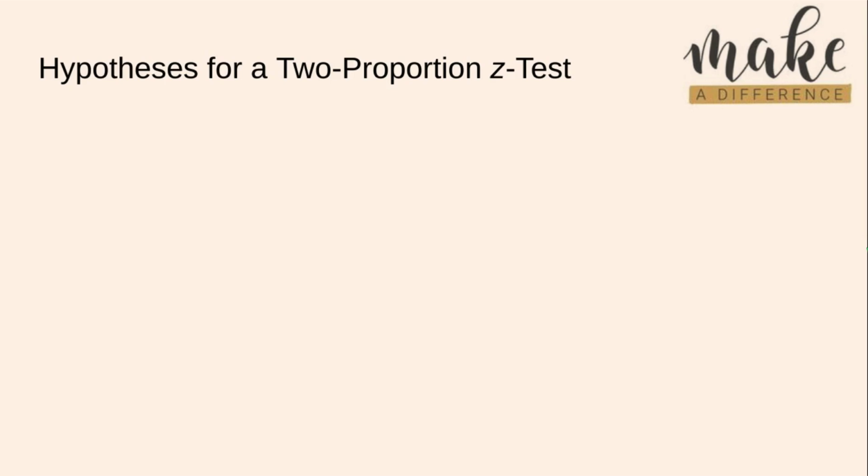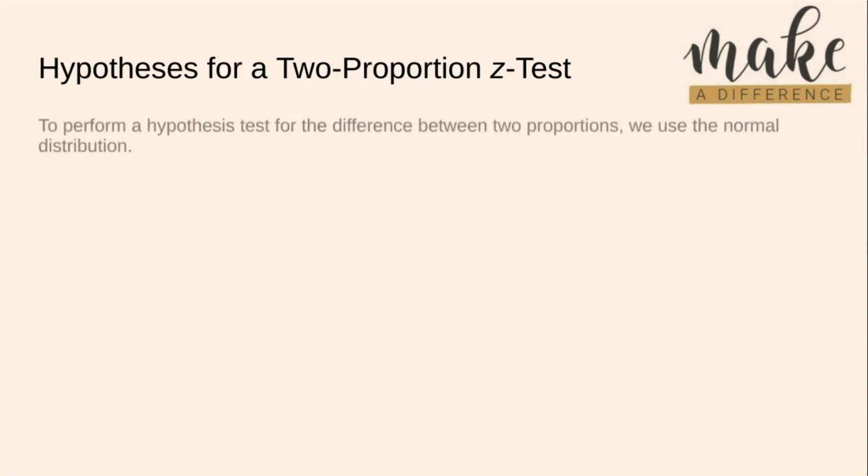We're going to be talking about hypothesis tests for a two-proportion situation. So just like last time, we're not just dealing with one proportion anymore. We're dealing with a comparison of two proportions. So to perform a hypothesis test for the difference between two proportions, we use the normal distribution model.